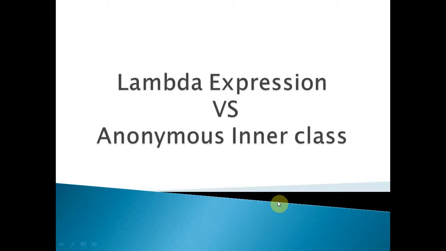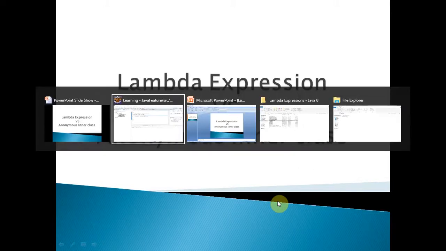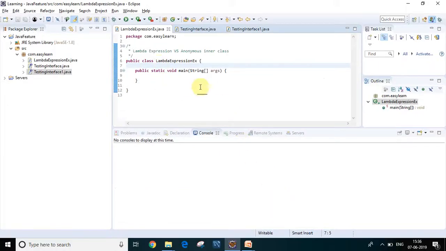Hello everyone. Now we are going to look at a difference between Lambda and Anonymous inner class. I'm going to demonstrate three main differences over here. First one, at the time of compilation.